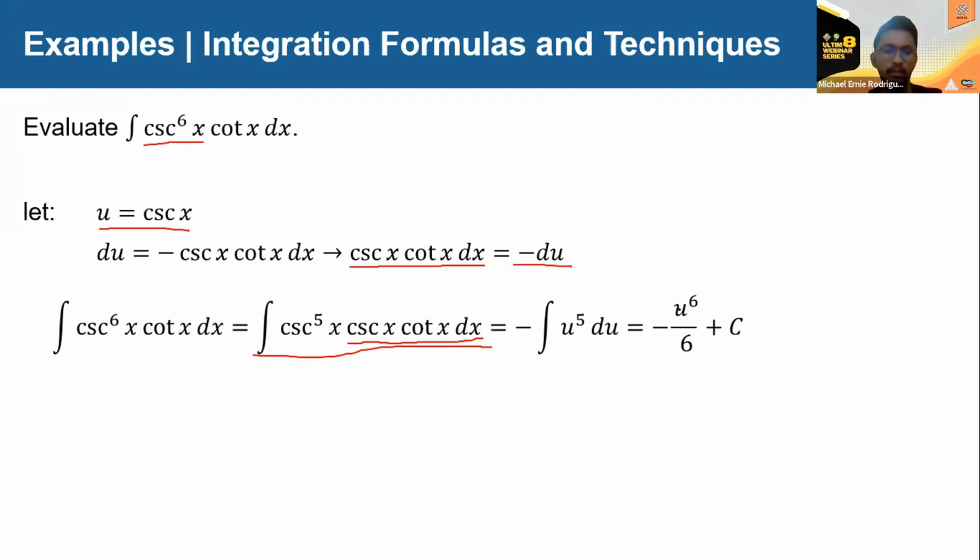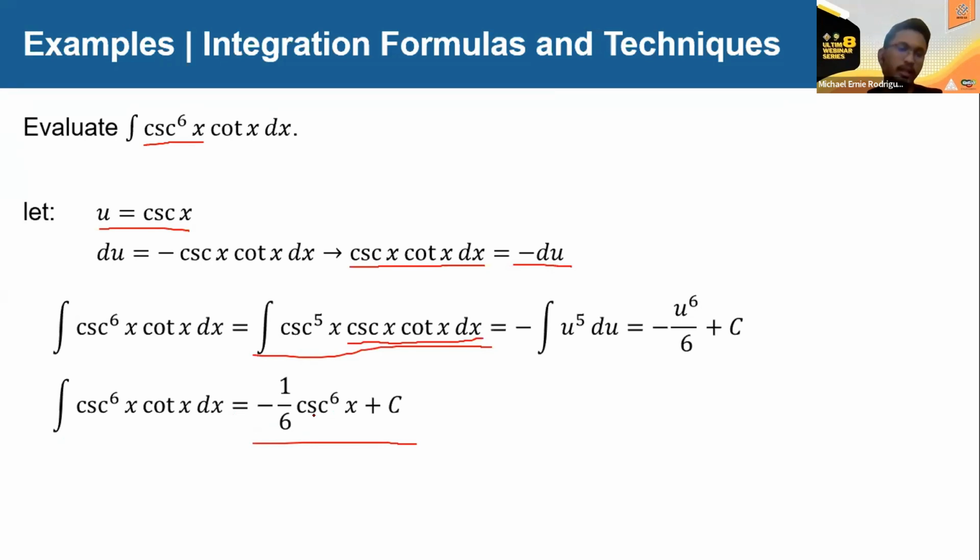And then, substitute natin yung cosecant x sa u. So we have negative 1 over 6 cosecant raised to 6 of x plus c. So ito yung integral ng function na to. Okay? So we have negative 1/6 cosecant raised to 6 x plus c.